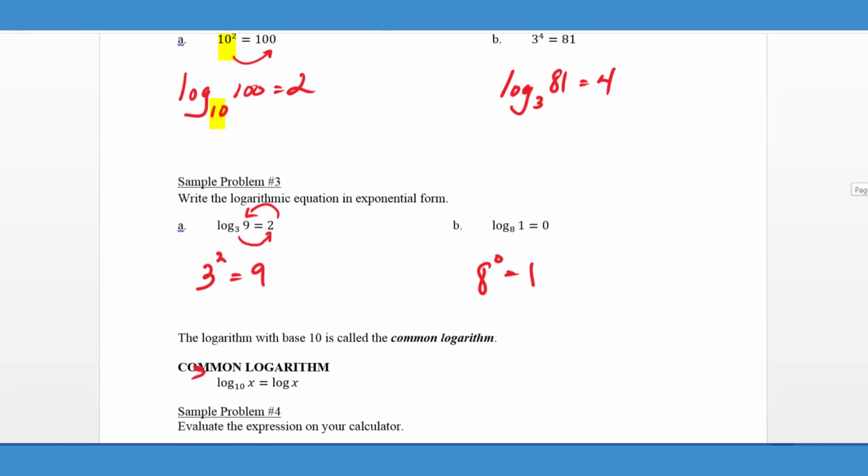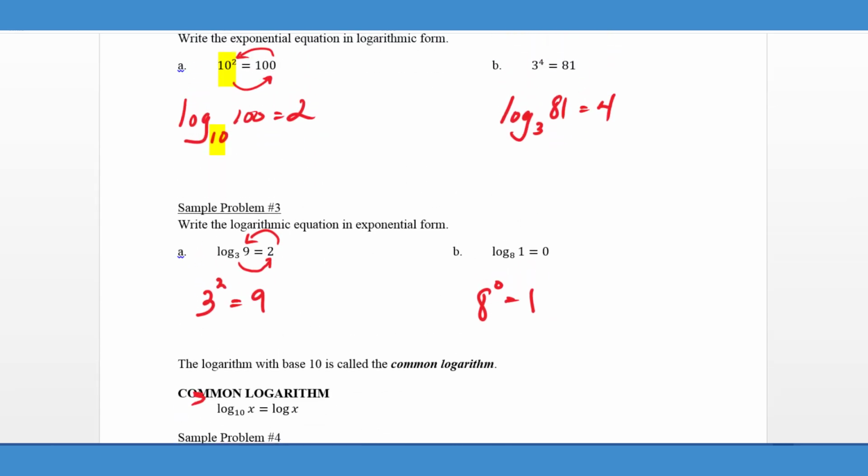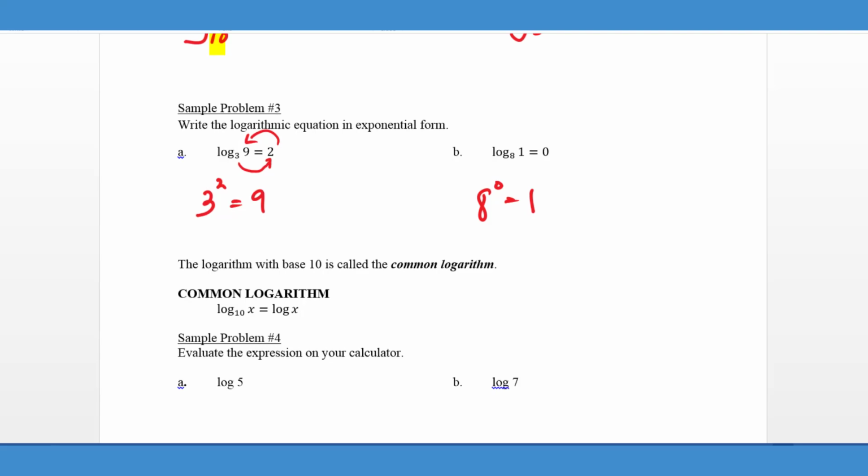Now, notice up here in sample problem number 2, part A, we had log base 10. Log base 10 is what we call our common logarithm. And what happens a lot of times is that if it's log base 10, you don't tend to write the base 10. You can write it without it. So you can see here log base 10 of x equals log x. And so you'll just want to become familiar with that.